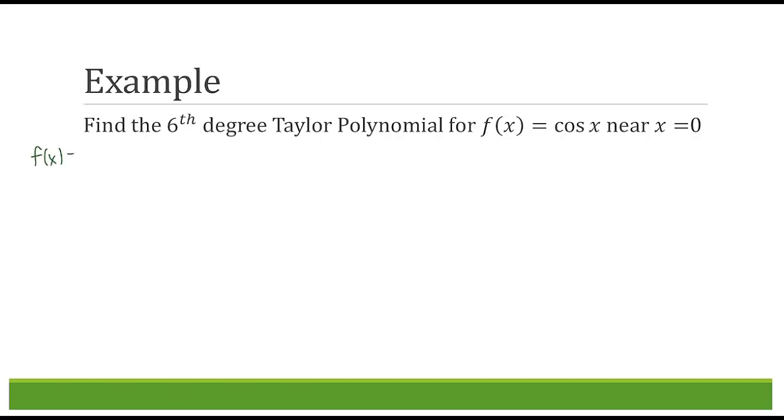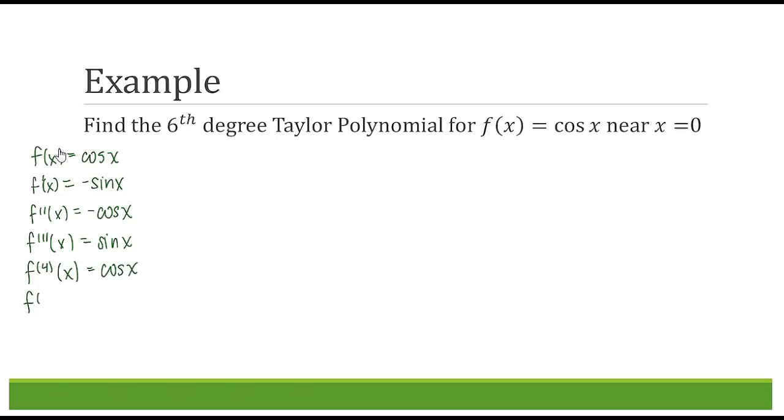So we have f of x is cosine x. The derivative of cosine x is negative sine x. The second derivative of cosine x is going to give me a negative cosine x. The third derivative is going to give me a positive sine x. The fourth derivative, and we stop using prime notation, is going to give me cosine x. The fifth derivative is going to give me negative sine x because we've now gone in a circle. And the sixth derivative is going to give me negative cosine x.